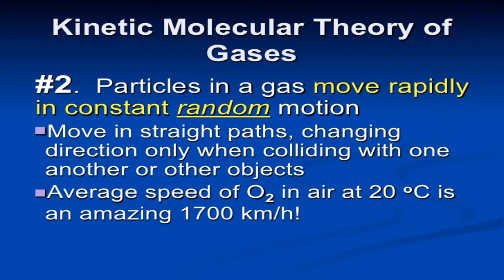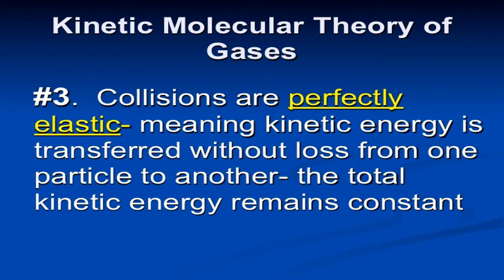Number two, particles in a gas move rapidly in constant random motion, moving in straight paths and changing direction only when colliding with one another or other objects. The average speed of O2 in air at 20 degrees Celsius is an amazing 1,700 km per hour. Number three, collisions are perfectly elastic, meaning kinetic energy is transferred without loss from one particle to another. The total kinetic energy remains constant.